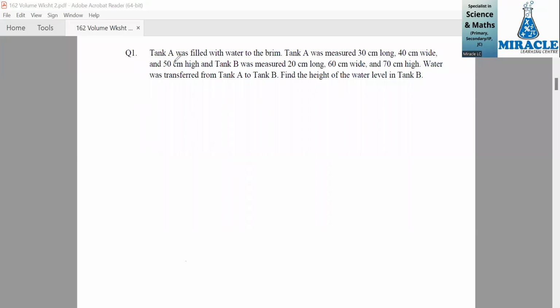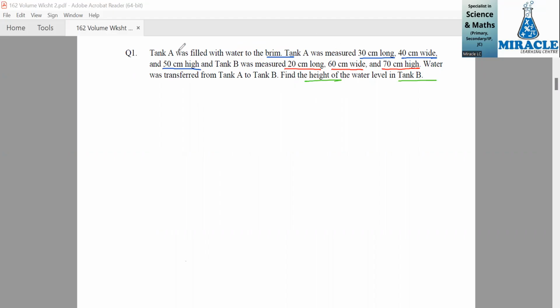Question 1. Tank A was filled with water to the brim. Tank A was measured 30 cm long, 40 cm wide, and 50 cm high. And tank B was measured 20 cm long, 60 cm wide, and 70 cm high. Water was transferred from tank A to tank B. So find the height of the water level in tank B.